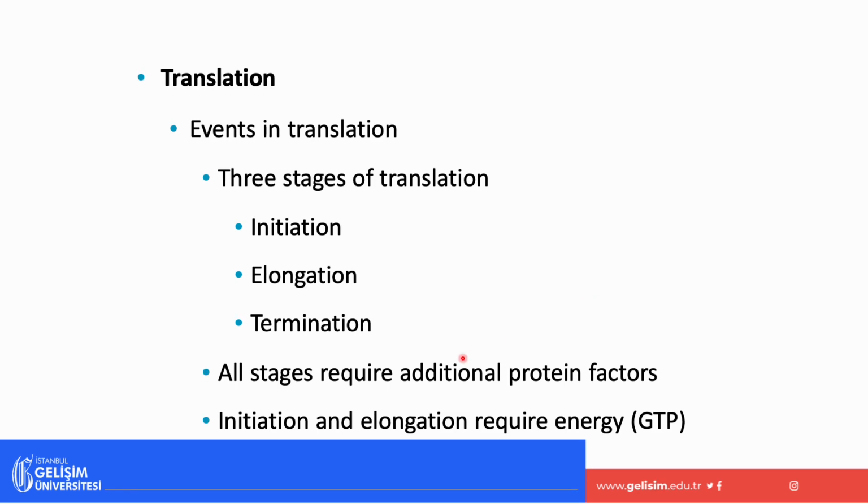All right, looking at translation, the events in translation can be broken down into 3 steps, or 3 stages, we can say: initiation, elongation, as well as termination. By the way, these 2 steps, initiation and elongation, require energy in the form of guanosine triphosphate, or GTP. So let's go on to the first stage.